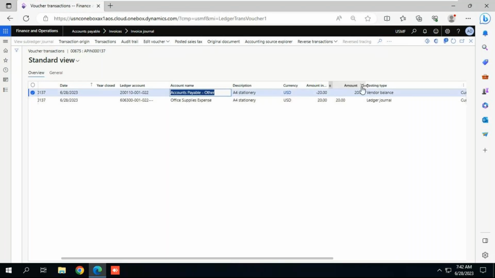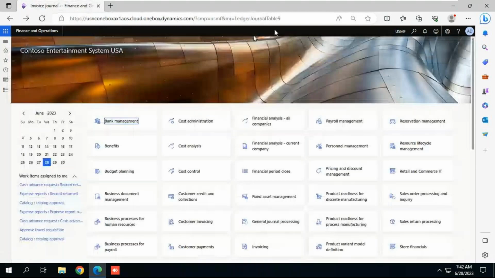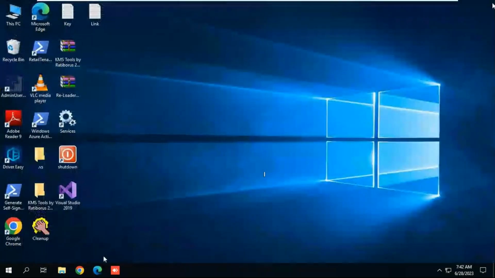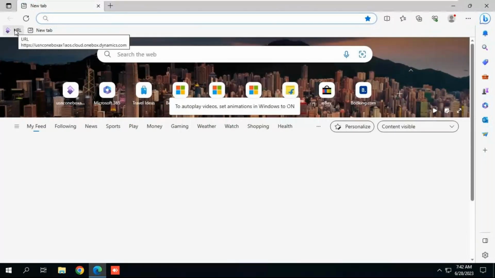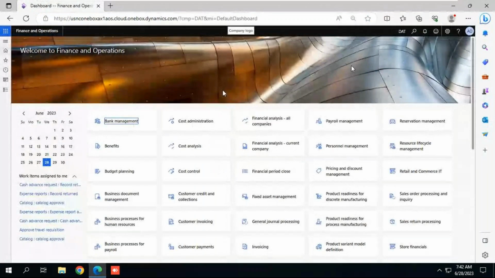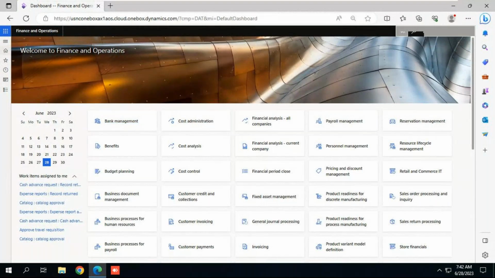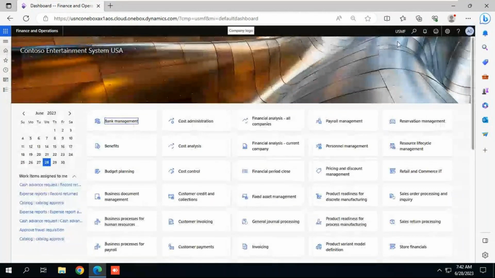Let me show you quickly once again how to do it. So I'm closing this application. You need to click on the browser and click on the link. Enter the link, username and password. Then the application will open with the company called DAT company. This is provided by Microsoft. And then you are going to work for USMF company. The client name is USMF. Sample data provided by Microsoft.